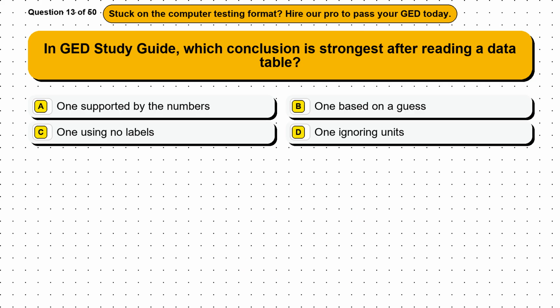Question 13. In GED Study Guide, which conclusion is strongest after reading a data table? Option A. One supported by the numbers. Option B. One based on a guess. Option C. One using no labels. Option D. One ignoring units.